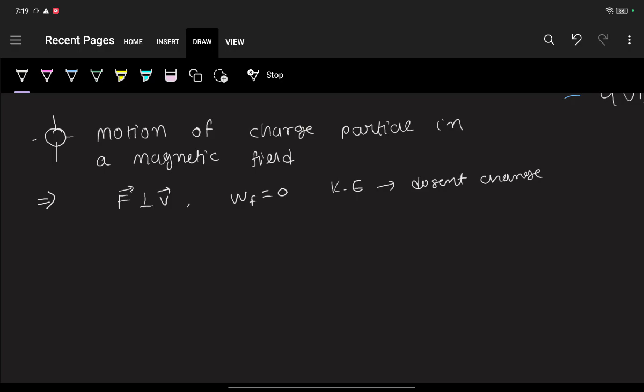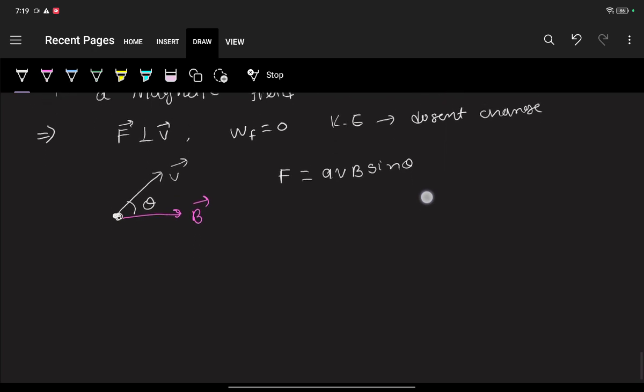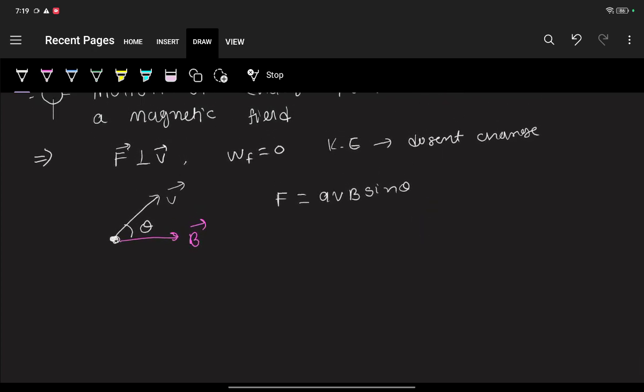So when a charged particle Q is thrown in a magnetic field, let's say it is going in this direction and the magnetic field is in this direction, making an angle theta with the magnetic field, the force can be given by F is equal to QvB sine theta, right? Yes or no? So depending on the initial condition, a charged particle can follow different paths.